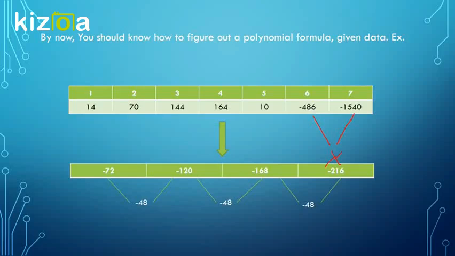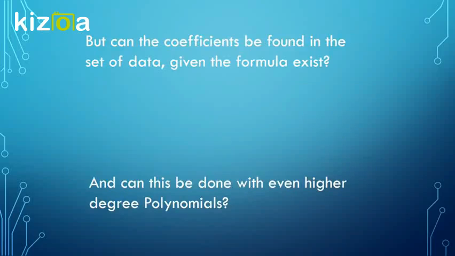But can the coefficients be found from the set of data given that the formula exists? And can this be done with even higher degree polynomials? Let's find out, using example 1.